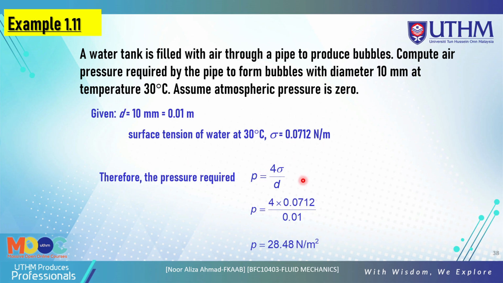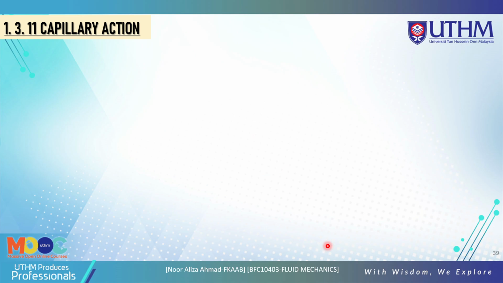And use the equation of the pressure, which is equal to 4 times surface tension divided by diameter. So just put in all the values, and you get the pressure required by the pipe to form bubbles. So the pressure for surface tension, we get the value.